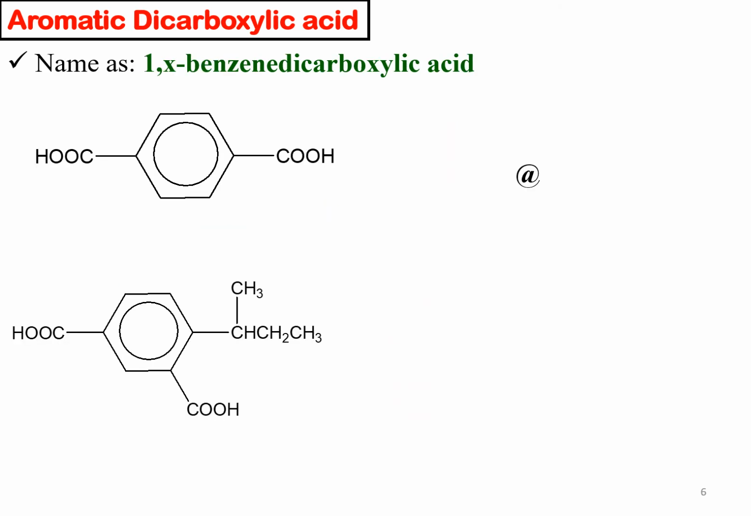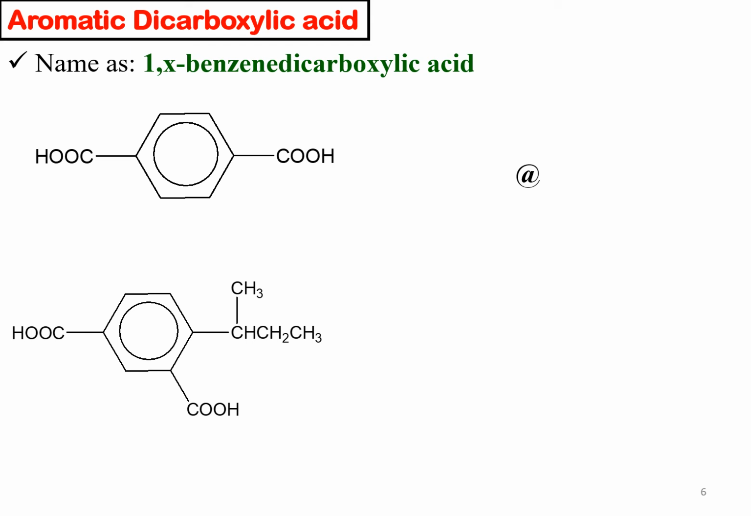For aromatic dicarboxylic acid, we name it as 1-X-benzene dicarboxylic acid. For aromatic dicarboxylic acid, we have to indicate the position of the COOH. For aliphatic dicarboxylic acid, we do not need to indicate the position of the COOH. So for this one, we have to indicate the position of the COOH.